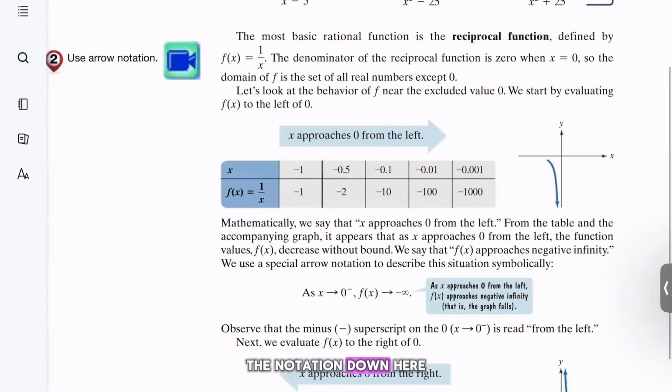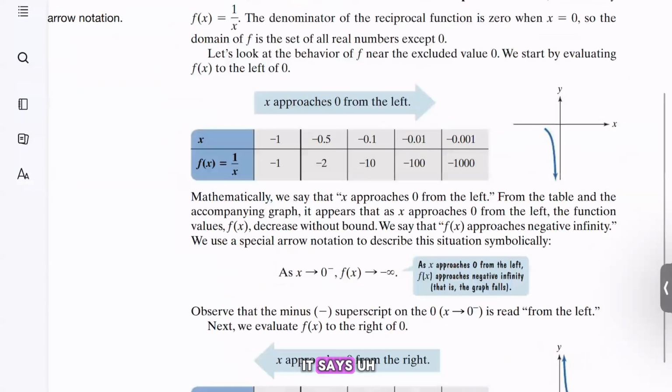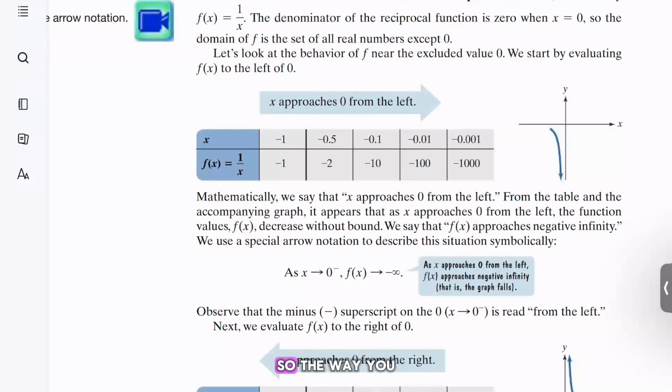The notation down here is called arrow notation. The way you read it is as X approaches 0 from the left. The little minus sign means from the left. F of X approaches negative infinity. And that's the way the graph falls.